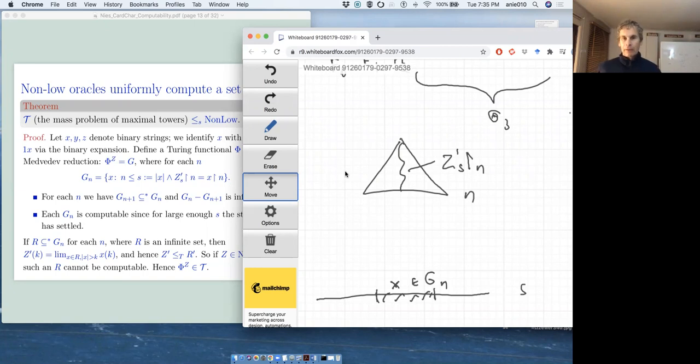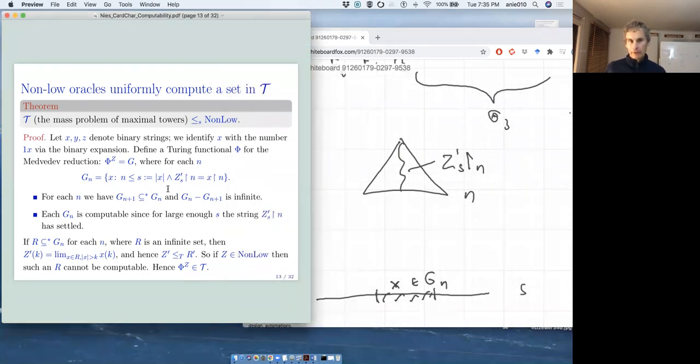Eventually, C prime up to n settles at a large enough stage s, relative to Z, of course, and then I just extend the same cone forever. That makes the set Gn computable. Also, each time I determine another bit, so the difference must be infinite.